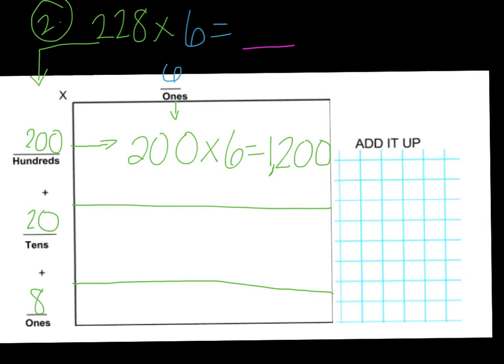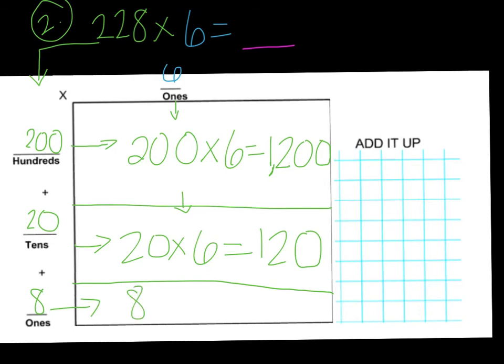Then I'm going to go on and do 20 times 6, which is easy because I just did the 200 times 6. So I cover up my 0. 2 times 6 is 12, and then I only bring over my 1 0 because that's all I covered up. And then my last problem is going to be 8 times 6. And if you know your math facts, you'll know 8 times 6 is 48.